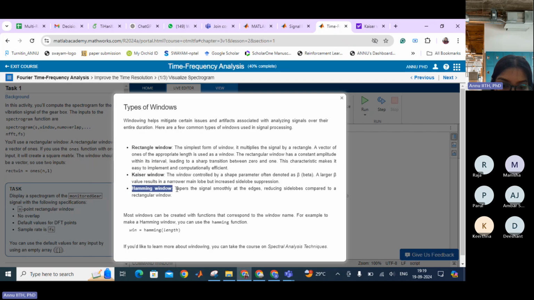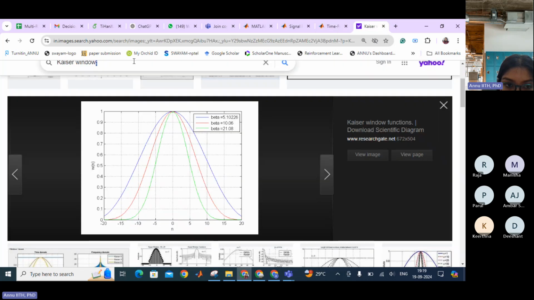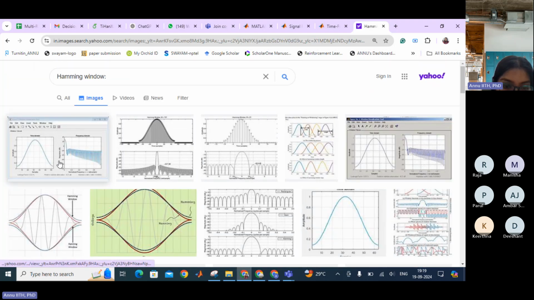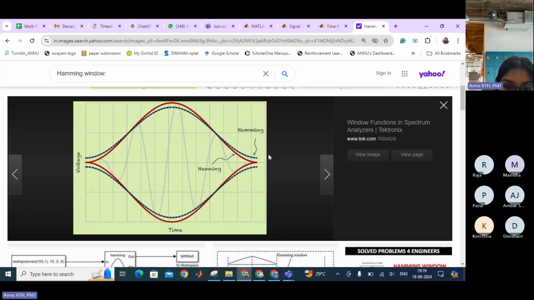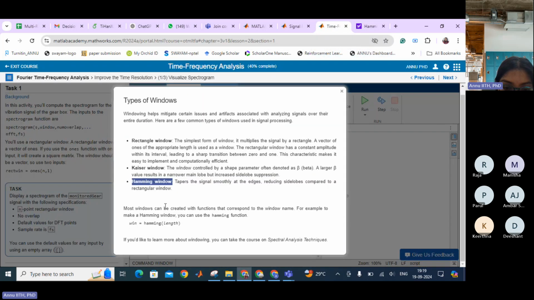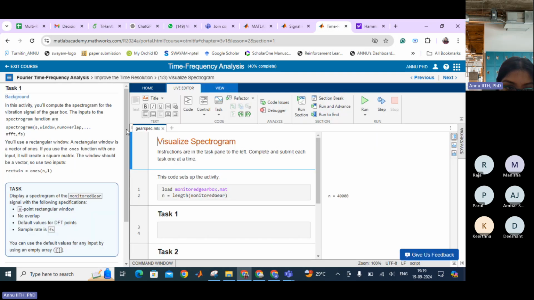The Hamming window tapers the signal smoothly at the edges. Sometimes we don't understand, we just have to type it here. We can see here, okay, so this is Hamming. We can taper at the edges with some controlling parameters. Most windows can be created with functions that correspond to the window name. For example, to make a Hamming window we can use this. If you'd like to learn more, you can see this spectrum analysis.